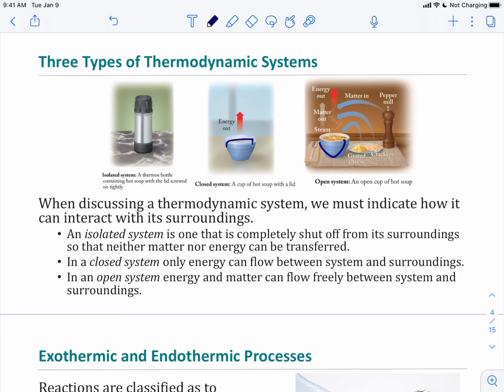Now, I've drawn this little line here because this is not very clear. This actually has a lid on it. So this is a closed system. Heat, energy is exchanged, but nothing else. Or an open system, you can have matter and all sorts of stuff exchange. Water molecules are actually lost. In this system, the water molecules will condense and stay in there. So that's isolated, closed, and open system.